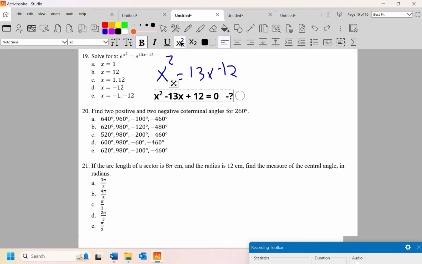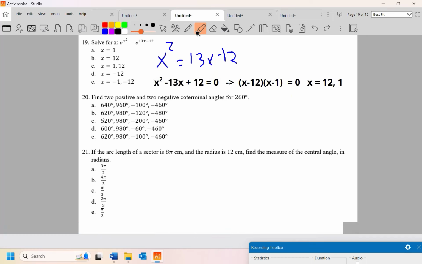We'll factor. Let's see here. That's going to be minus 12 and minus 1, isn't it? So x is 12 or 1. There ain't nothing hard about this thing.